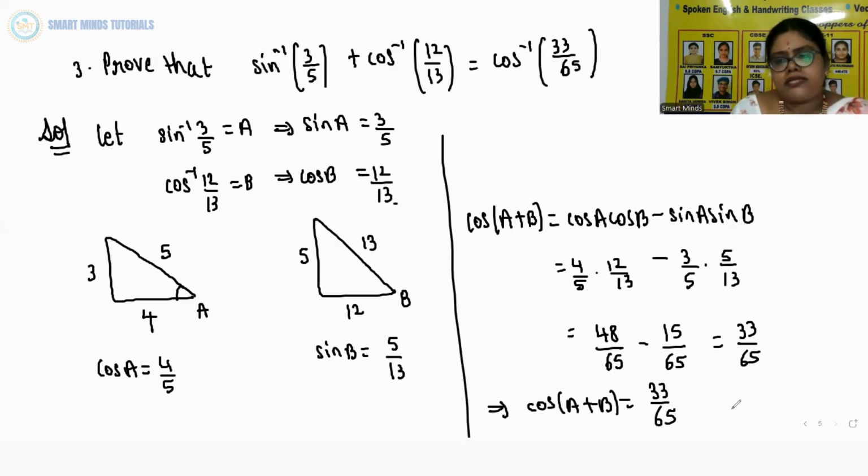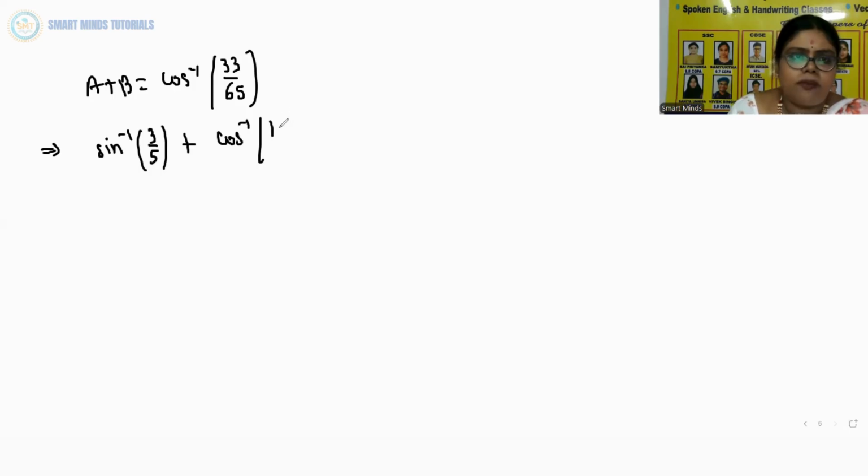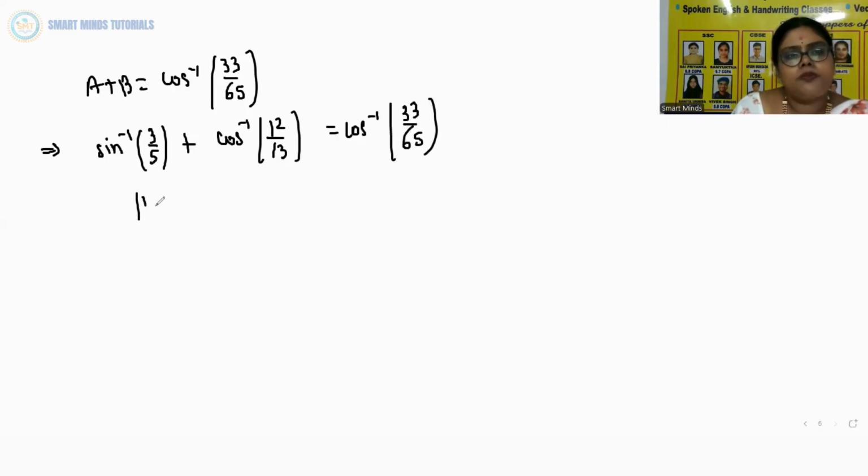Now we take cos inverse that side. So what do we get? A plus B equals cos inverse 33 by 65. Now in the beginning we have assumed A and B as some values, right? So we need to substitute it. A is sine inverse of 3 by 5 plus B is cos inverse of 12 by 13. That is equal to cos inverse of 33 by 65. Hence proved.